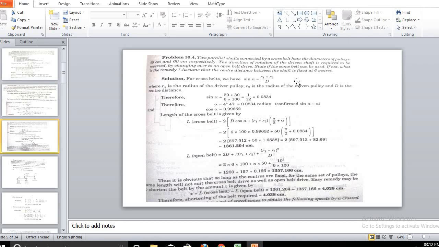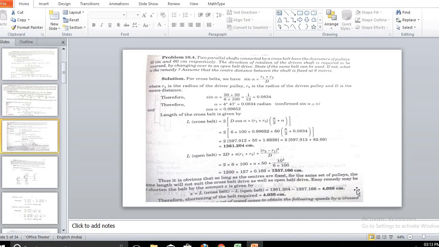So here the cross belt drive is changed to the open belt drive. Whatever length of belt is used in the cross belt drive should be equal to the length of the belt we use for the open belt drive. In both cases the center distance between the two shafts is fixed at 6 meters. It is given to you. So if the length of the belt is not the same, then we can reduce the length of the belt by some amount, by calculating.